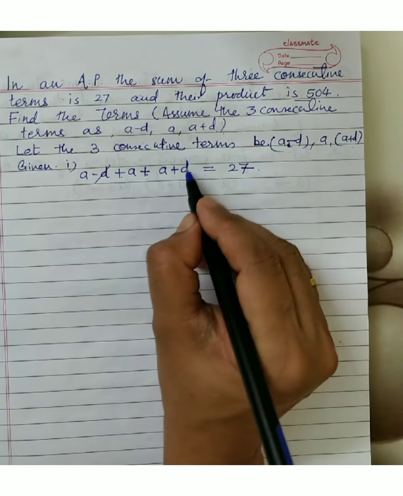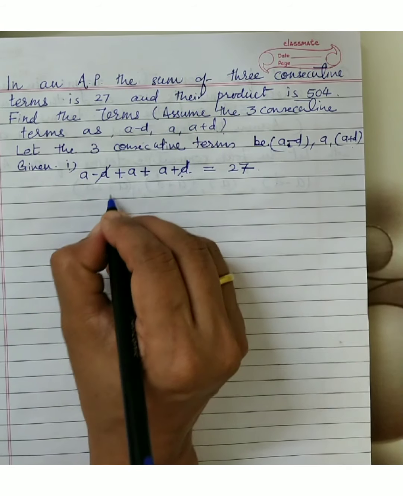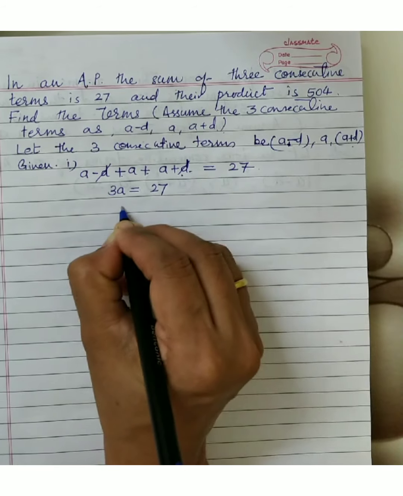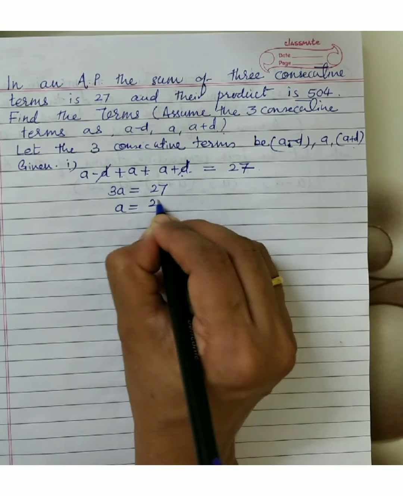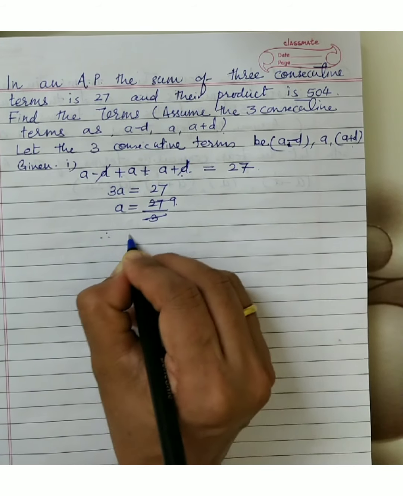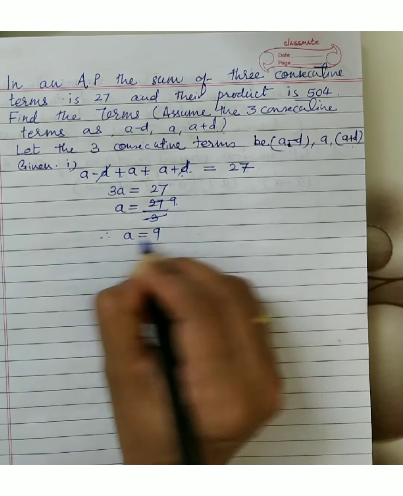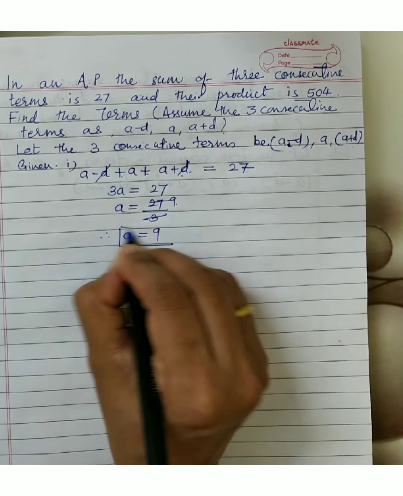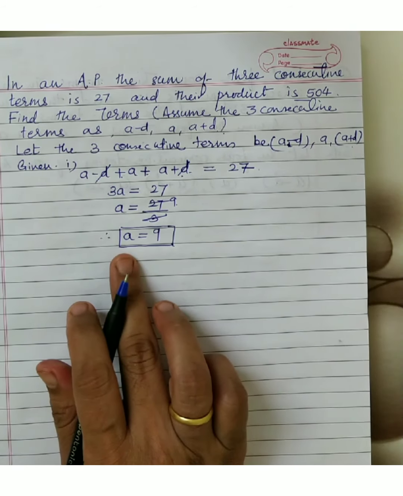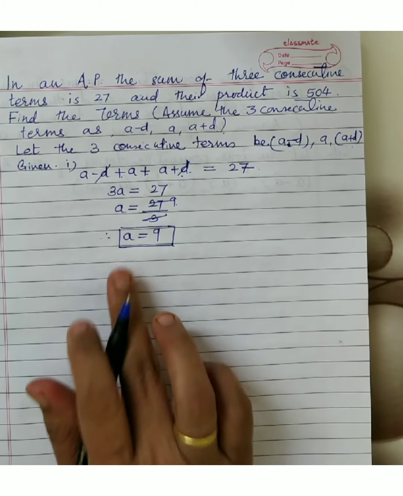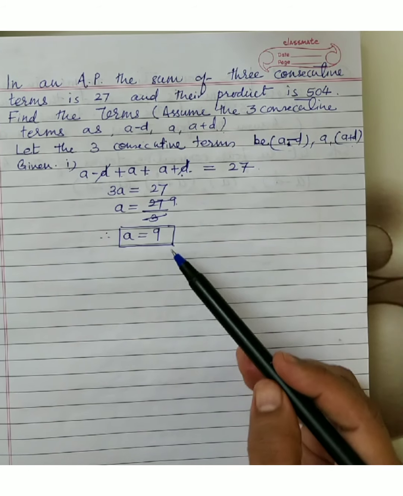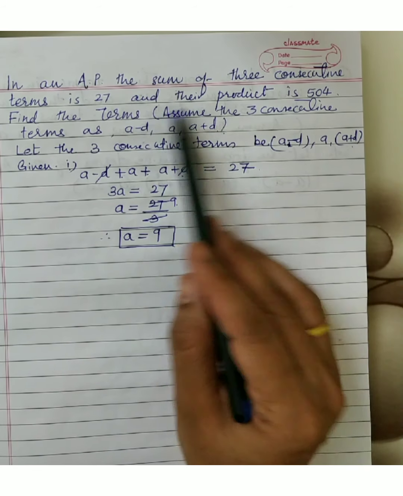Now minus D plus D gets cancelled. A added 3 times, 3A is 27. That gives you A is equal to 27 upon 3, that is 9. So what did you get? A equals 9. So I hope you have understood why you were suggested to assume the terms in this manner. That simplifies the work and immediately you come to know what is the first term. Now in order to find the value of D, let's see the second condition.